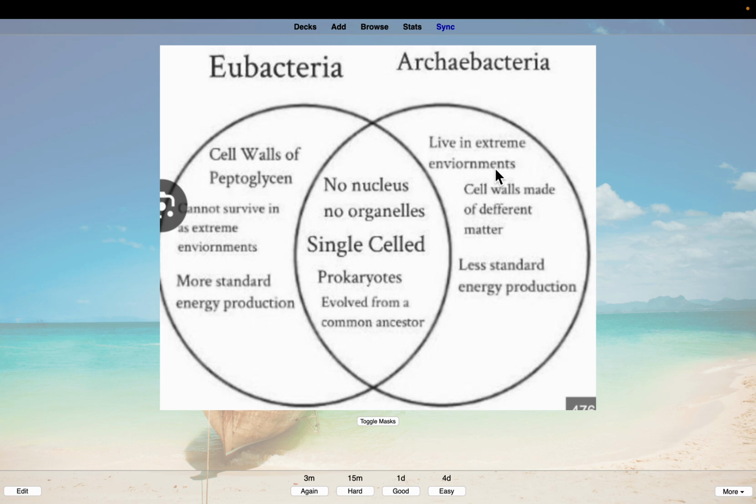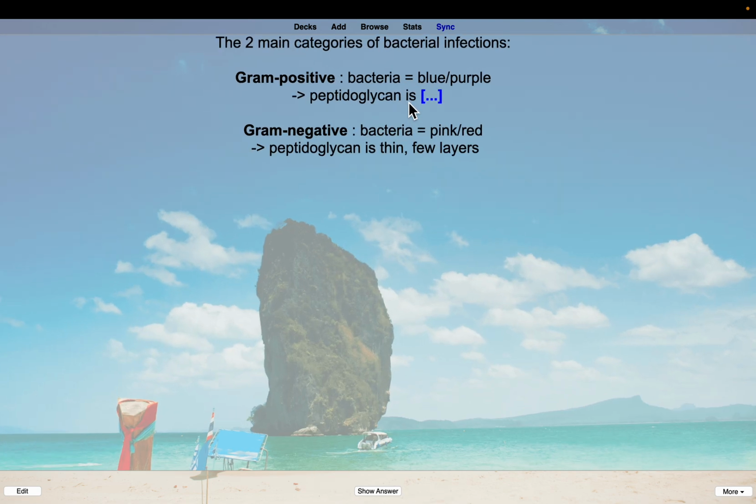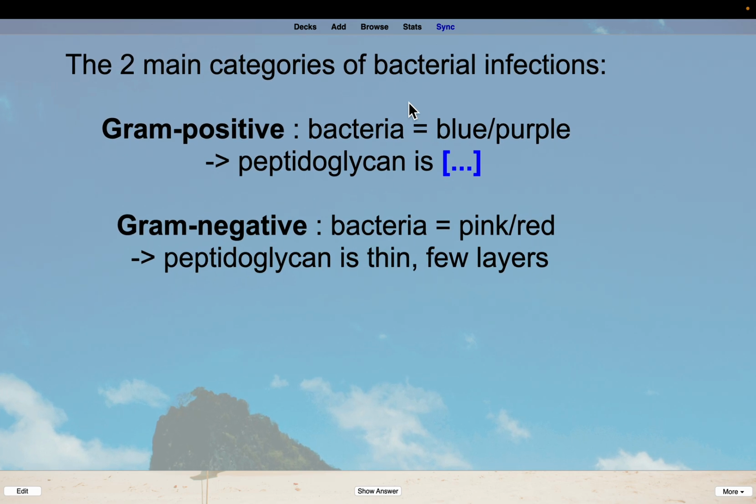Now, going to what they have in common. Both have no nucleus and organelles. They are both single-celled, and they're prokaryotes. And they evolved from a common ancestor. Okay? Alright, let's go to the two main categories of bacterial infections.